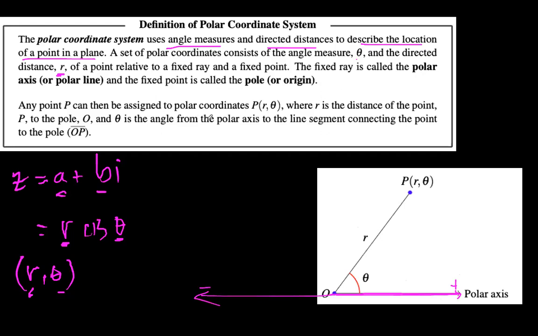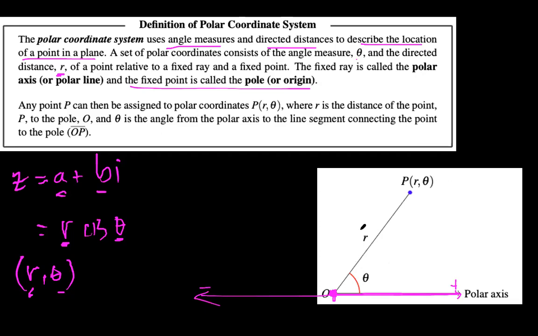Now, the fixed ray is called the axis or the polar line. Ito yung polar line natin. Fixed ray. And the fixed point is called the pole or the origin. The pole is here. It's just like the origin in the rectangular coordinate system. Did you understand that, guys? Nakuha yun, ha? Again, this is a fixed ray, which is a polar axis or polar line. And the center is called the pole or the origin.